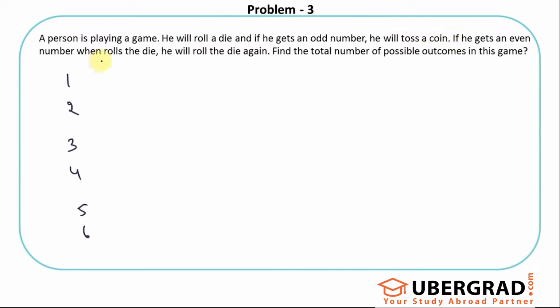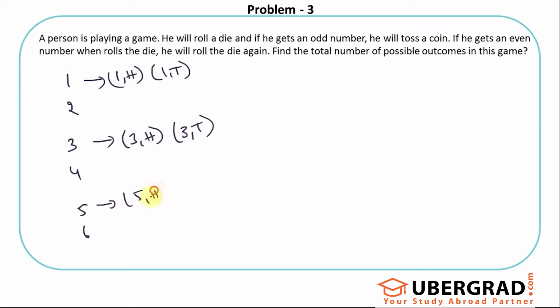So if he gets an even number, he rolls a die. If he gets an odd number, he'll toss a coin. This is odd, and this is odd. So what will he do? He'll flip a coin. What are the possibilities? If I got 1 in my first roll, I'll be flipping a coin, and either get head or tail. So these are the two outcomes. Similarly, if I get 3 in the first roll, I should be flipping a coin, so I have outcomes as 3 and H or 3 and tail, 5 and H or 5 and tail.